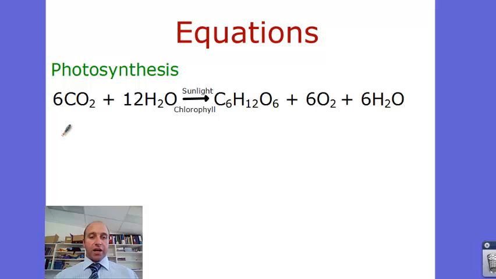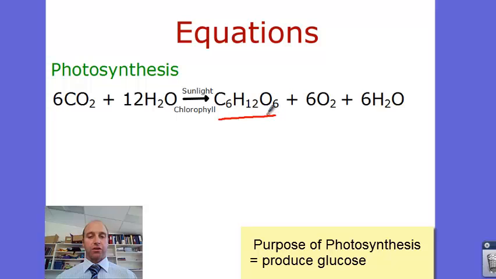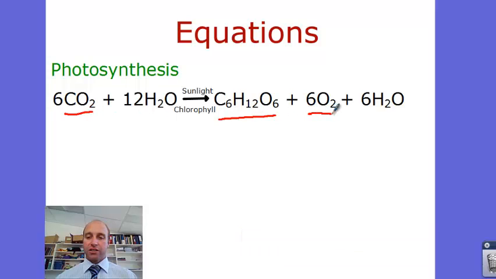So let's just have a look at the equation for this and take what we know already. First off, we know that we have the purpose of producing glucose. Okay, and we produce glucose. We know that carbon dioxide gas goes in, and we know that oxygen gas is released. Okay. In the equation of photosynthesis that we're going to use, we have water on both sides. 12 molecules of water on one side and 6 more molecules on the other. We also need sunlight and chlorophyll to allow the reaction to happen.